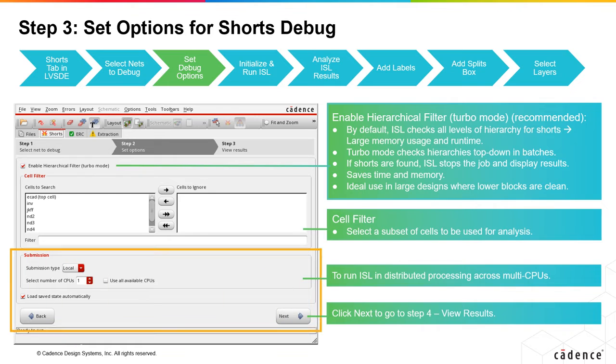Use the submission section to distribute the interactive short locator run or to set the number of CPUs to use. The ISL analysis can be distributed to multiple CPUs on the local machine, remote shell, secure shell or different machines. Select the Load Saved State Automatically checkbox to automatically load the saved state. Once options are set, click Next to go to step 3, where ISL initializes.